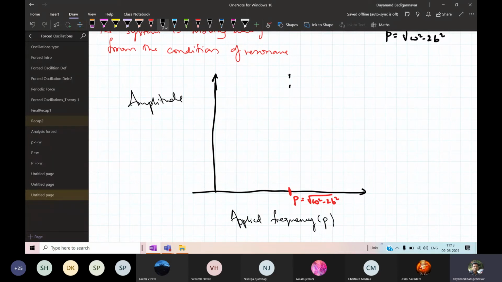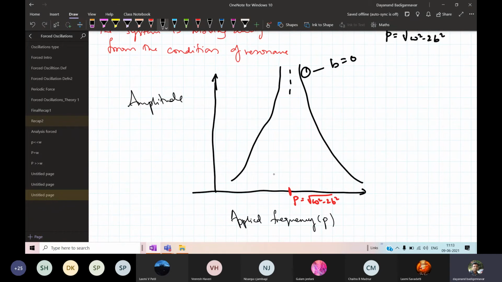So I have one graph such that it is going to infinity like this. This is the first one, when B is equal to 0. This is the first graph. It is going towards infinity. It is not meeting.